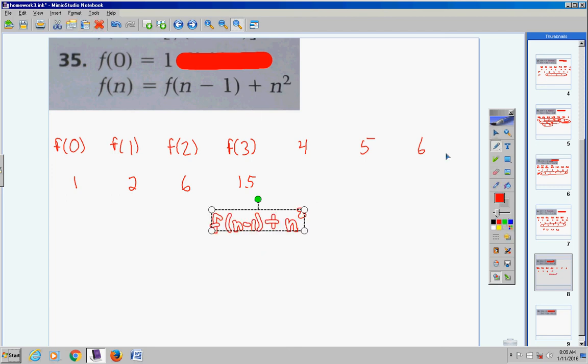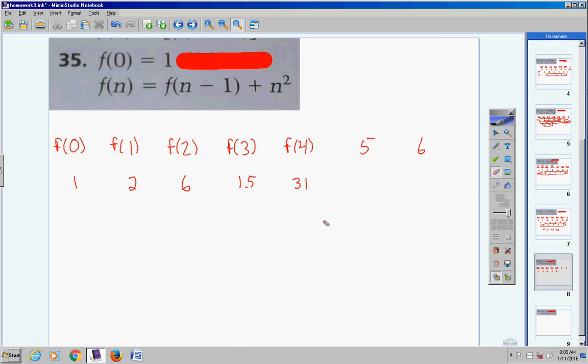Now let's evaluate f of 4. So we're going to substitute 4 in for n. 4 minus 1 is 3, so we have f of 3, which is 15. Bring down your positive sign. N squared, put a 4 in for n. 4 squared is 16. Combine those numbers and we get 31.